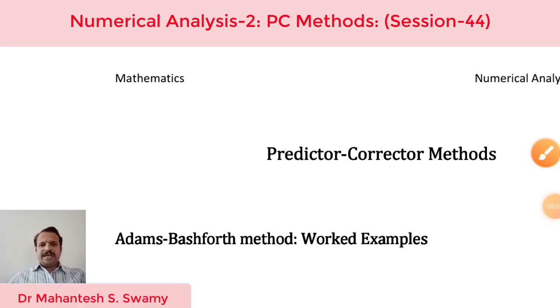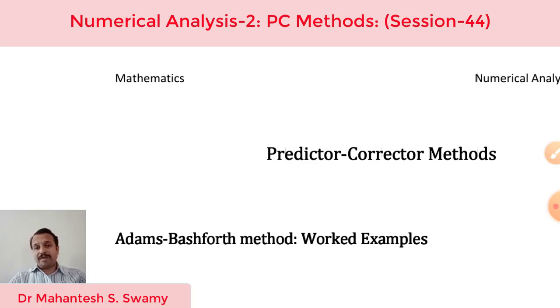Hello friends, in this session we shall consider one of the worked examples on the Adams-Bashforth method. In the previous session we derived the corrector formula for solving the initial value problem of the first order using the Adams-Bashforth method. You have seen that the Adams-Bashforth method is a multi-step predictor corrector method, and it is based on Newton's backward interpolation formula.